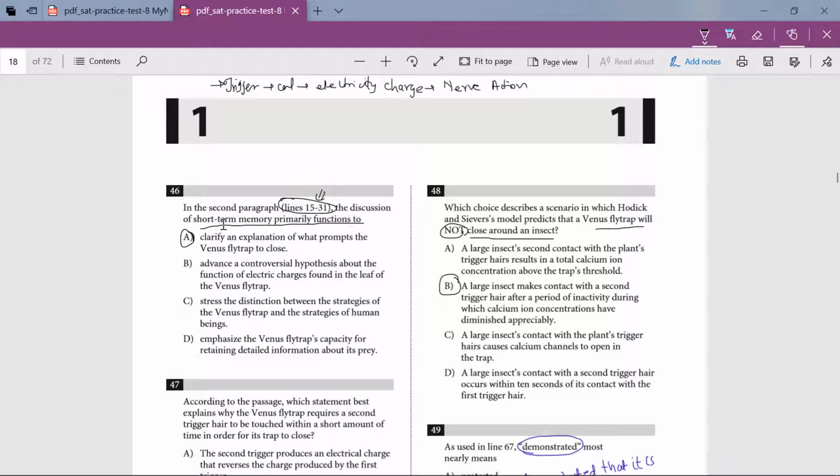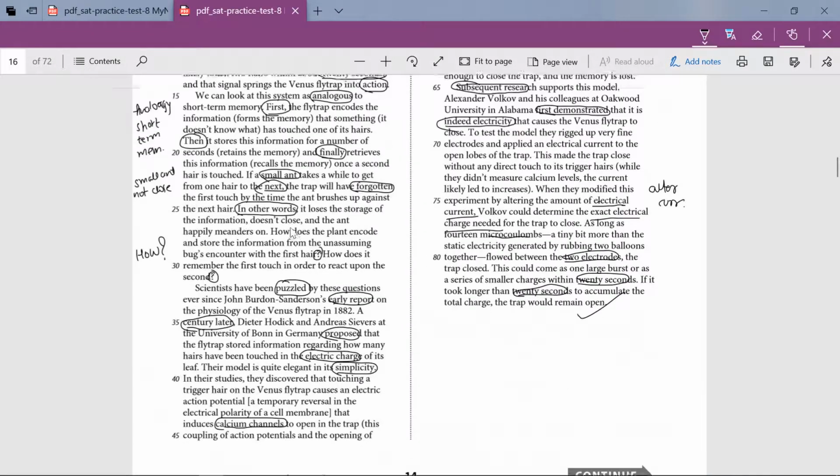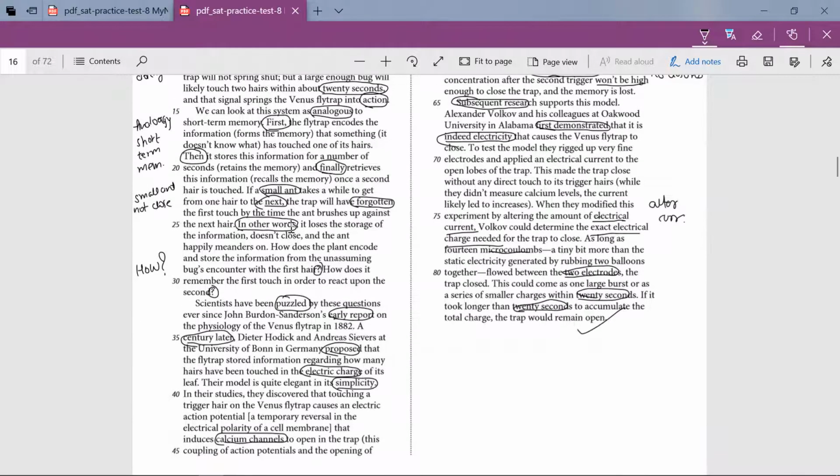The discussion of short-term memory. So there is something like short-term memory which they have talked about in this question. Primarily functions to... so what is the primary function? Why exactly are they discussing this short-term memory? I'm sorry, I have not properly circled it, but the whole idea is that you should keep on circling the primary things. So what exactly is the purpose of this discussion of short-term memory in lines 15 to 31? Let me go straight to lines 15 to 31 and try to understand what they speak about.